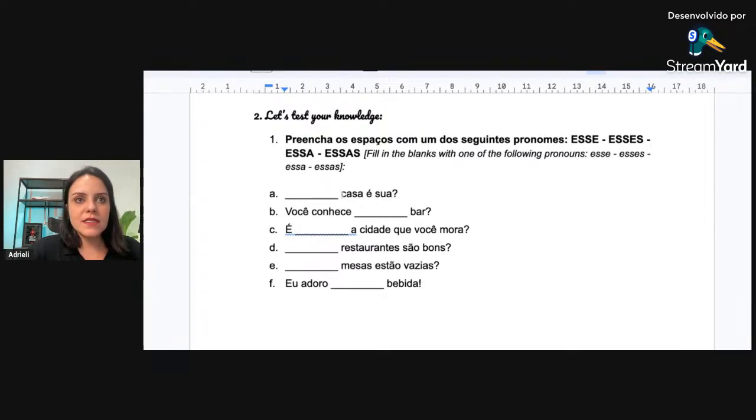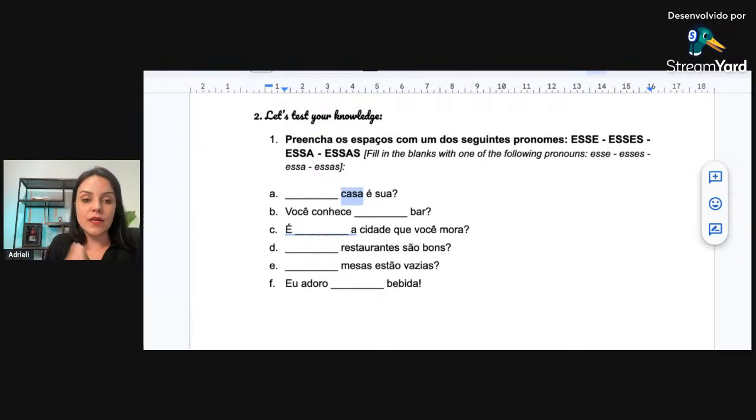Here the sentence is, casa é sua? It's a question. Então, a gente pode adicionar um desses pronomes. We can add any of these pronouns. So, which one should we use before casa? Remember that in Portuguese, we need to agree the pronoun and the noun. The same gender, the same number. So, if you have a noun that is singular, the pronoun is going to be singular too. If you have a noun that is plural, the pronoun has to be plural too.